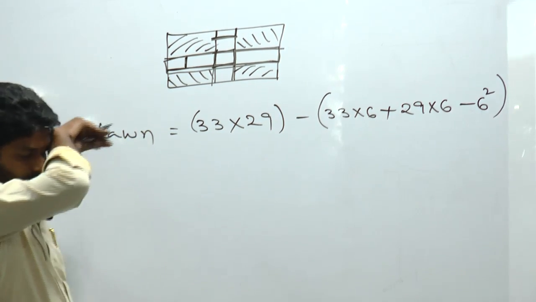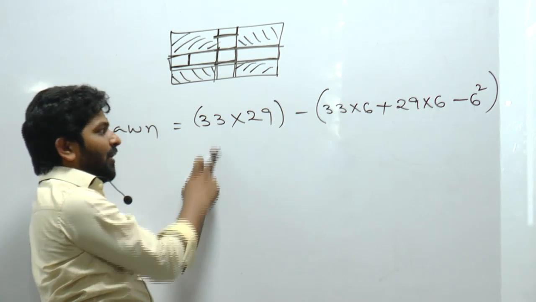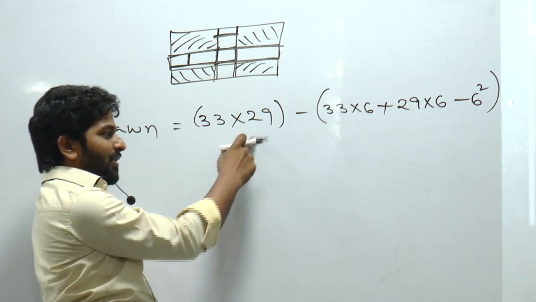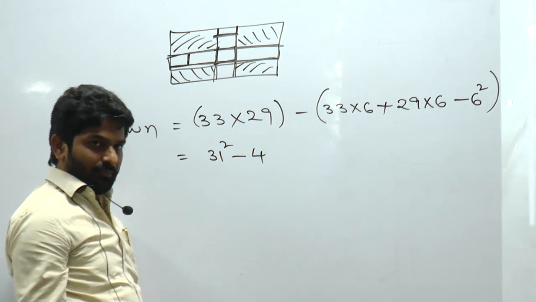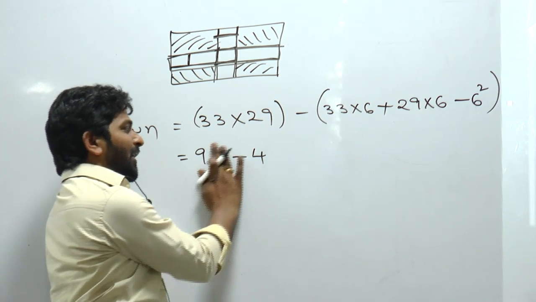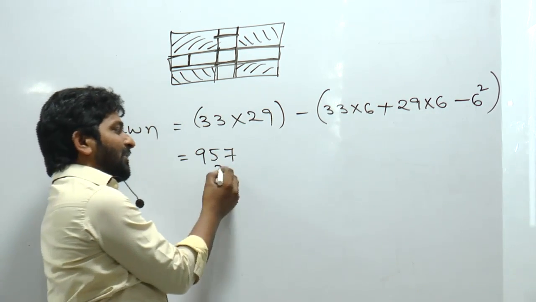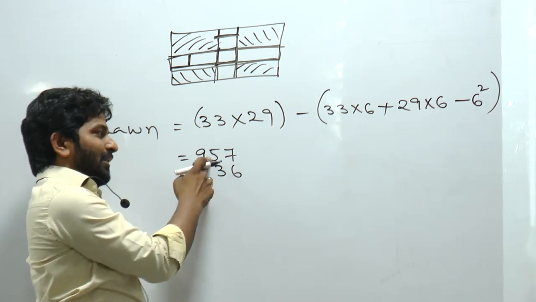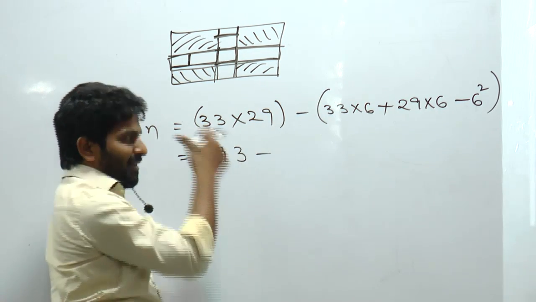lawn area. I can treat it as 31 plus 2, and this as 31 minus 2. That will be 31 square minus 2 square, which is 4. How much is 31 square? 961 minus 4. Let me write it as 957. Minus of minus becomes plus. Let me add 36 to this number again. Minus of minus 6 square becomes plus, right? 993. So this is 993 minus.